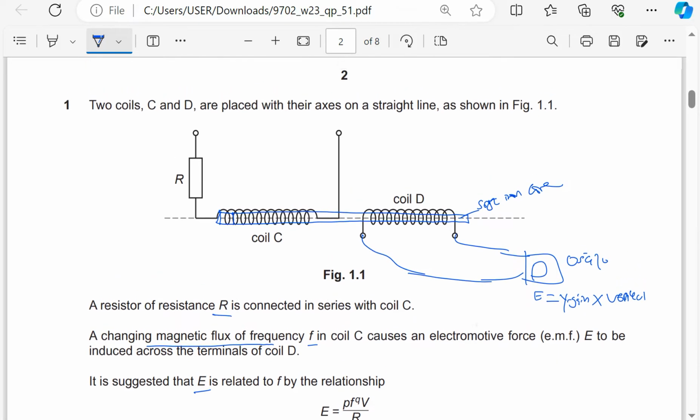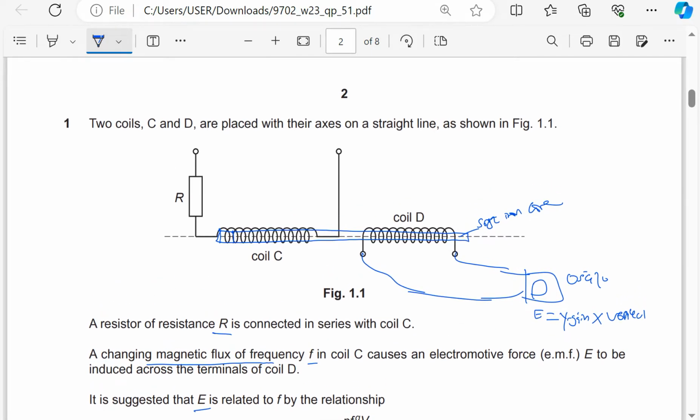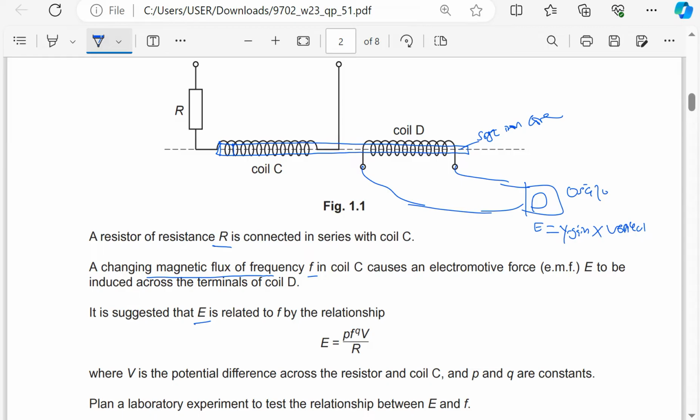Then on this side, I need the source. It is suggested that E is related to f by that relationship. So I'm investigating E and f. f is the frequency. I can easily change f, which results in a change in E. It is hard for me to change E to cause a change in f. So E is going to be the dependent variable, and f is going to be the independent variable.